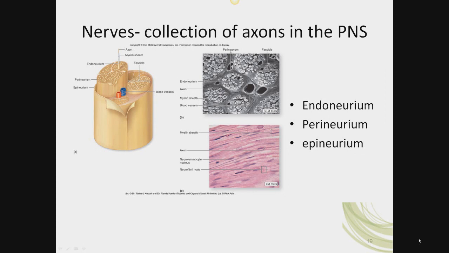All of the fascicles are bundled together by a superficial connective tissue covering termed the epineurium. This thick layer of dense irregular connective tissue encloses the entire nerve, providing both support and protection to the fascicles within the layer.